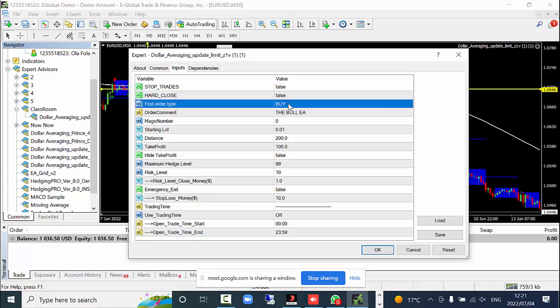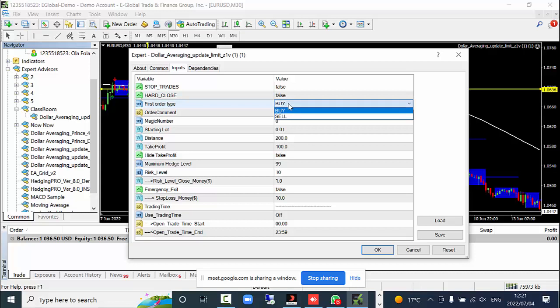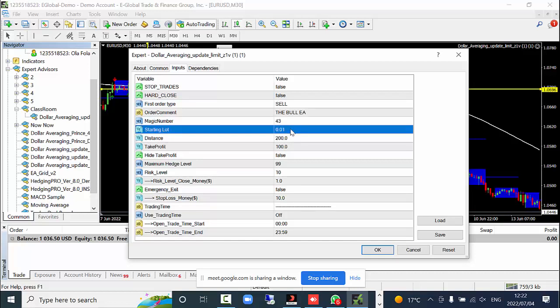Then here, first order type, if you click on it, in the market, either you buy or you sell. So if you want to sell, you click sell. If you want to buy, you click buy. So what we are doing here is we are selling, just as an example. Magic number: in this kind of scenario, you don't need a magic number because we are not hedging trades here. We are not using multiple charts. So just leave it at 0 and you can put anything you want. Now, according to what I explained, we want to trade at 0.01, right? So that we have a low lot size.